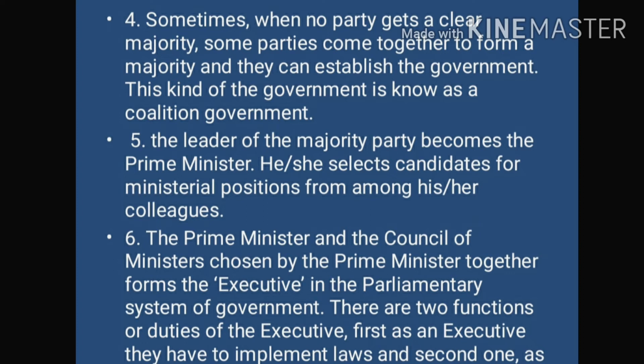So who comes into the executive? The Prime Minister himself and his Council of Ministers, all those ministers whom he has selected. Together, in the parliamentary system, they form the executive. There are two functions or duties of this executive. First, as an executive, they have to implement laws, and the second one, as they are the members of the legislature, they also have to fulfill responsibilities of the legislature. So these are basically two main functions of the executive in the parliamentary system.